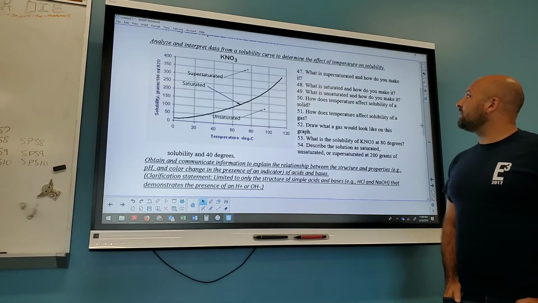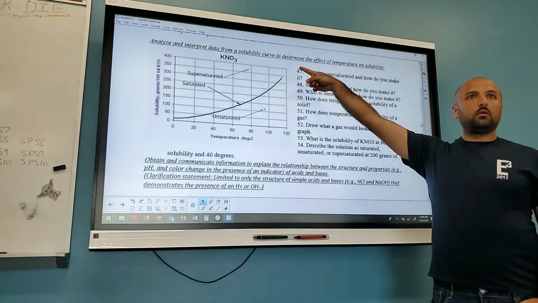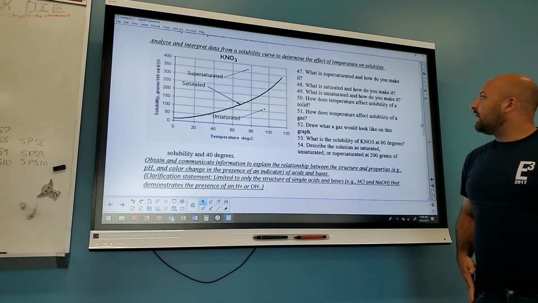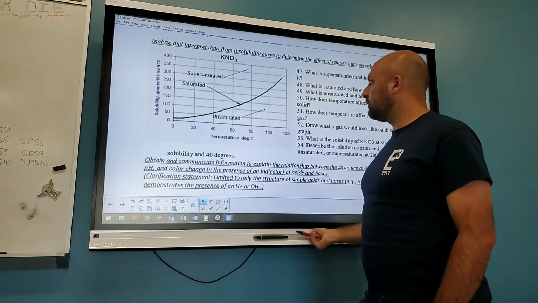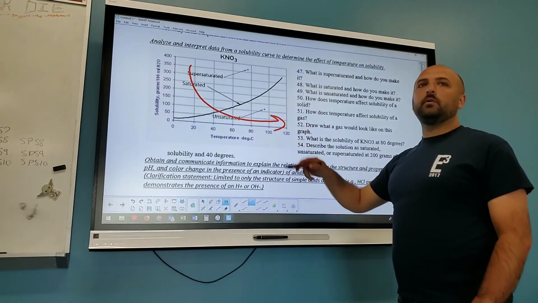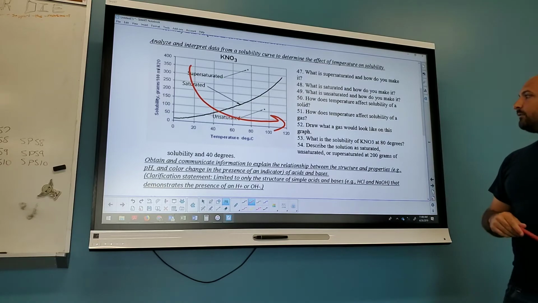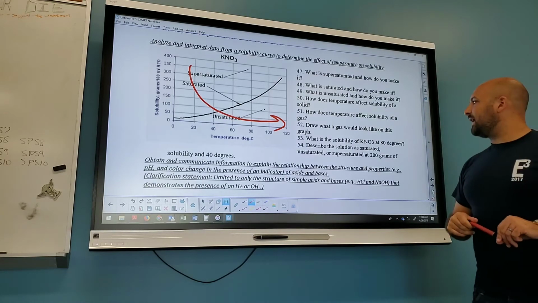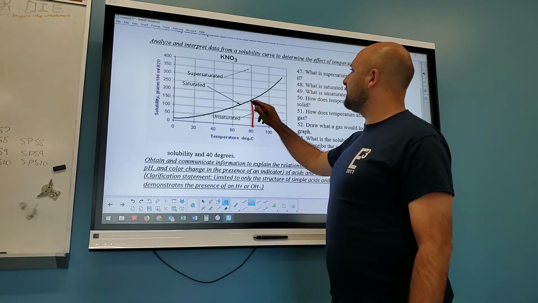How does temperature affect the solubility of a solid? Well, increased temperature, increased solubility. How does temperature affect the solubility of a gas? Increased temperature, decreased solubility, right? Draw what a gas would look like on this graph. What's the solubility of KNO3 at 80 degrees? Well, I go to 80 and then I go up, and that's about what number?